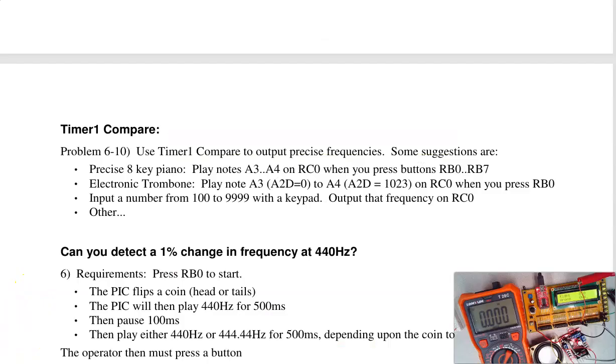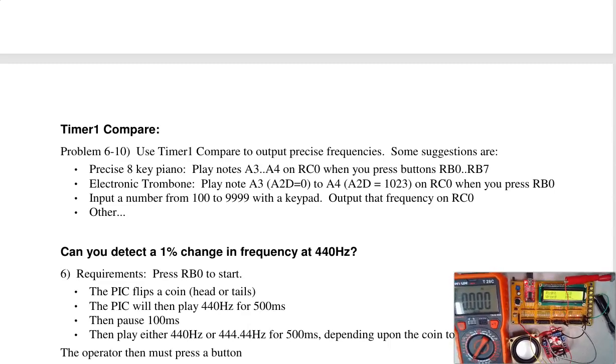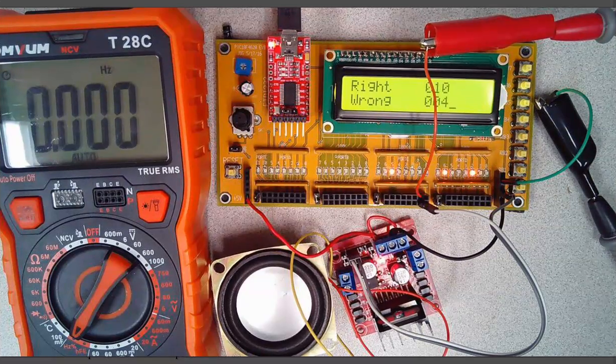Next, let's look at Timer1 Compare. Timer1 Compare will output a 1 or a 0 at a precise time. So I'm going to use that to output a precise frequency. The question I'm asking is, can I detect a 1% change in frequency at 440 Hz? To do that, I'll set up a double-blind experiment. I'll play the first note, 440 Hz, and the second note will be either 440 or 440 plus 1%. So here's kind of what it looks like.